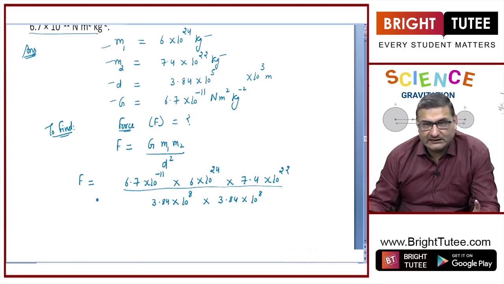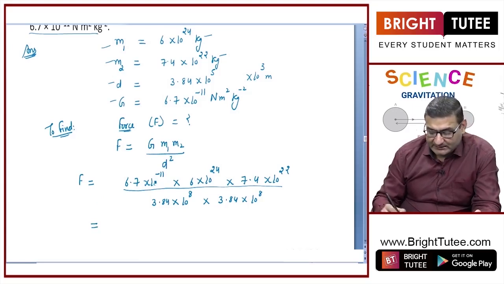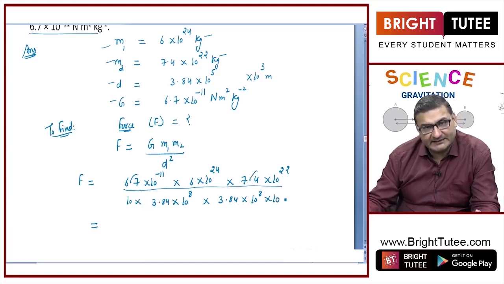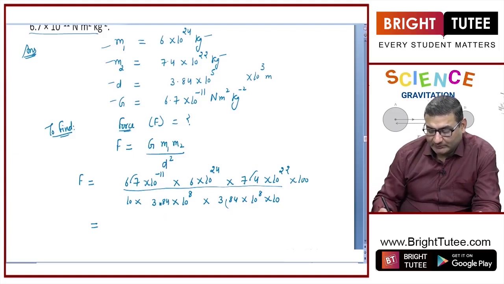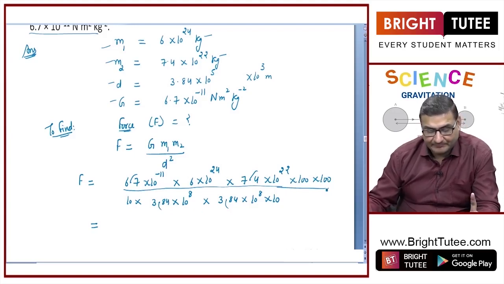The first step while calculating the force with this formula, the Newton's law of gravitation, is, after putting the values, remove the decimals. Removing this decimal, I will multiply the denominator with 10. Removing this decimal, I will again multiply the denominator with 10, right. Removing the decimal from the denominator, I will multiply it 100 in the numerator, again removing this decimal, multiplying with 100. Got it? This is the first step.